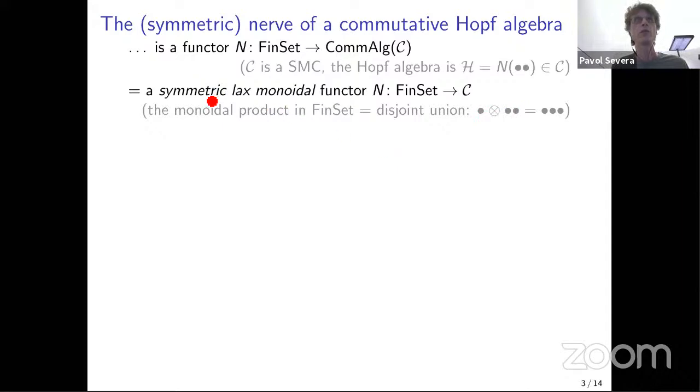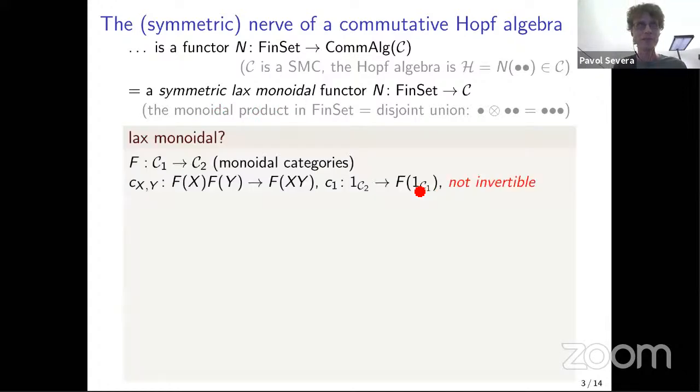And since I never remember the meaning of these words, let me show you what it is, even though it's not very important, as I told you. So what is a Lax monoidal functor? If you have two monoidal categories, Lax monoidal means that we have these natural transformations between the product and product of f's and f of products, and also something for the unit. But Lax means that we don't require these c's to be invertible, just that.